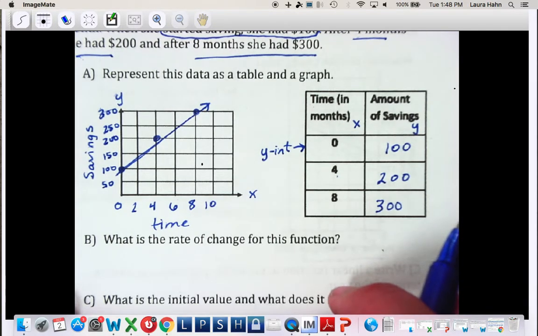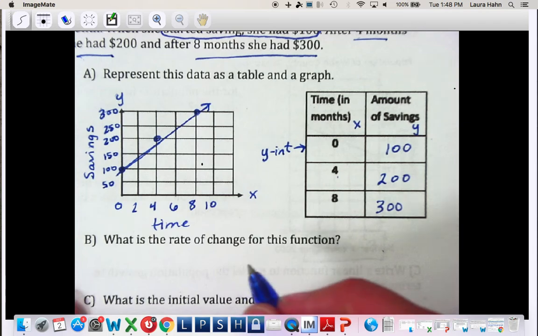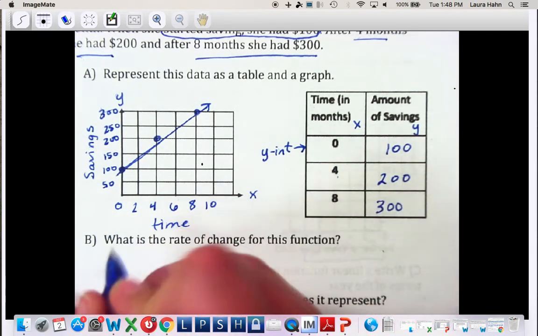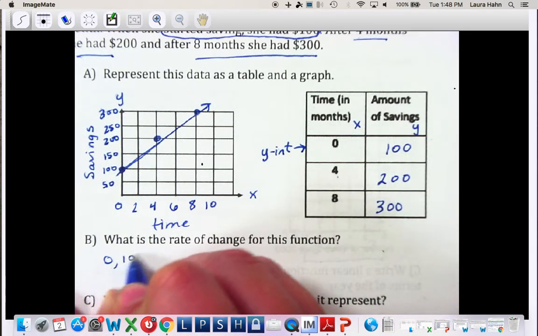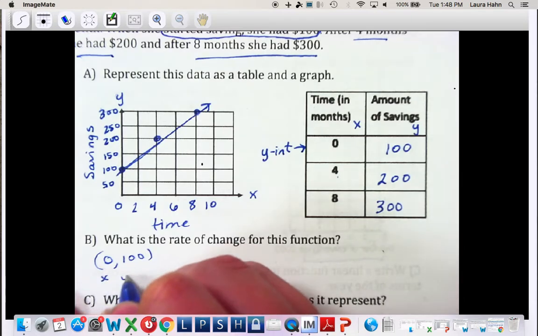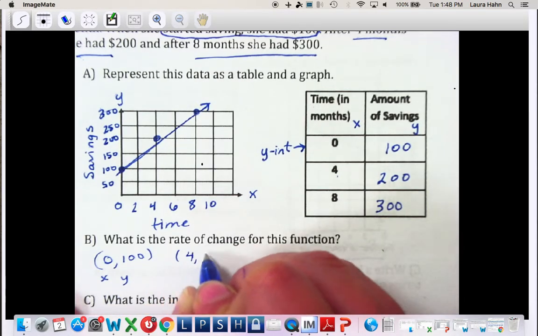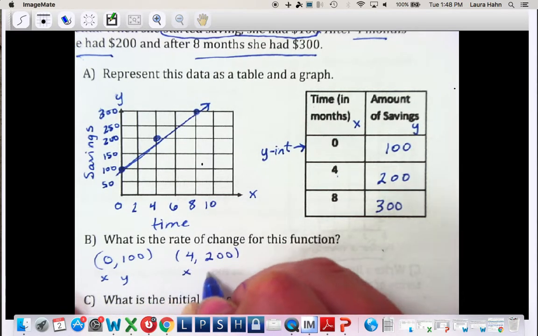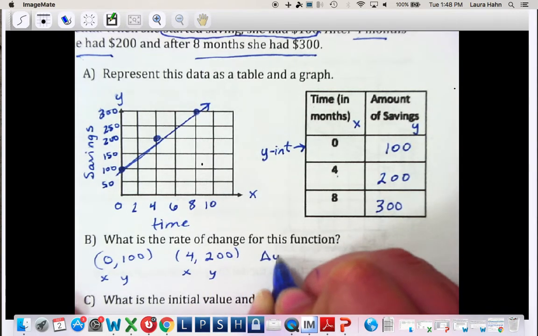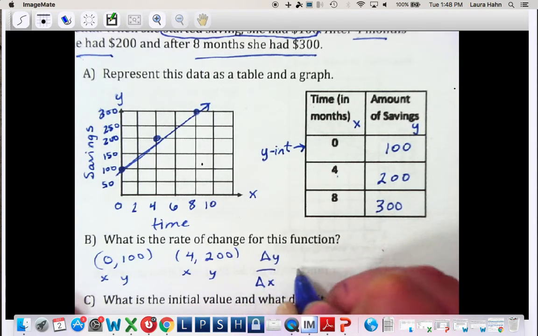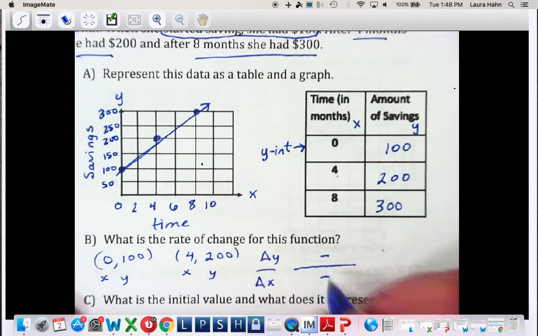Okay, B wants my rate of change, slope. So I need 2 points, so I'm going to take the first 2 points. Label your x's and your y's. We know it's the change in y's over the change in x's, so I start with my fraction bar with the minus on top and bottom.